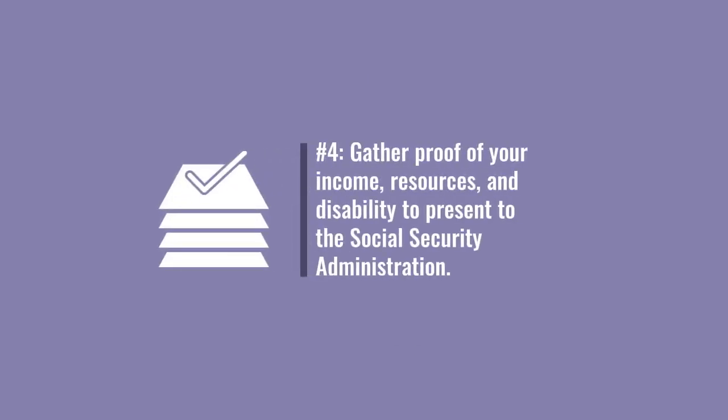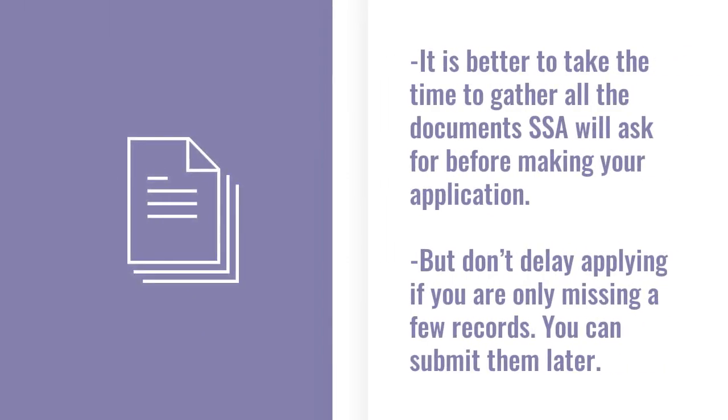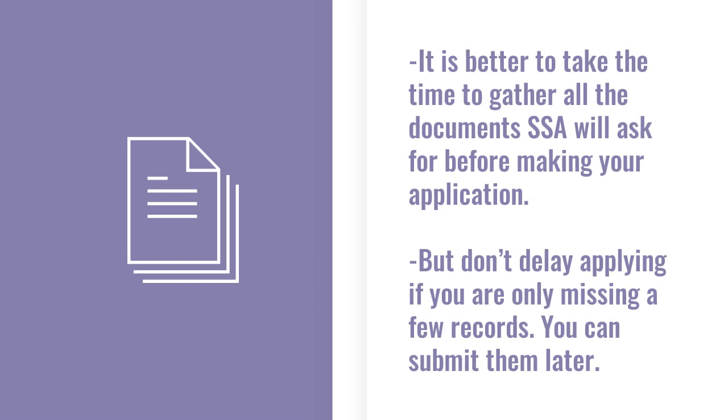Step 4. Gather proof of your income, resources, and disability to present to the Social Security Administration. When you apply, Social Security will ask for lots of documents to prove your health conditions, income, and resources. This can be a lengthy process, so it is better to take the time to gather all these documents before making your application. But don't delay applying if you're only missing a few records. You can submit them later.